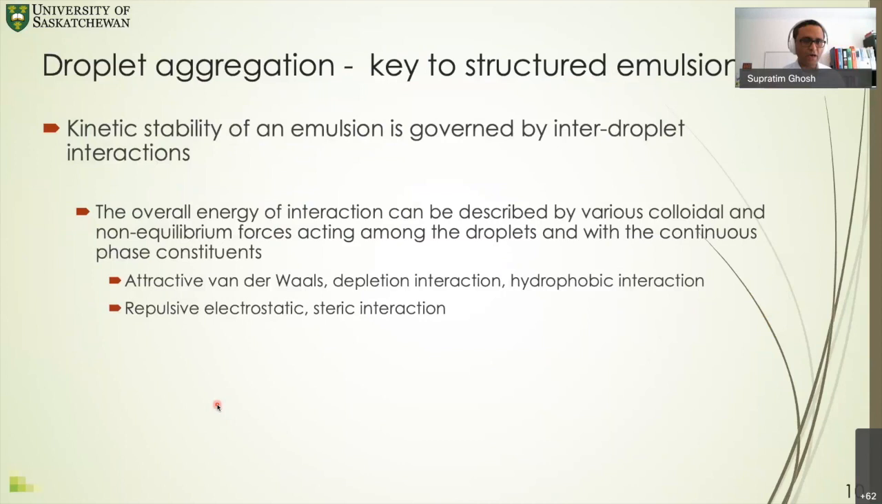For example, there are always attractive van der Waals forces, there can be attractive depletion interactions, and there is always hydrophobic interaction between the oil droplets. You can also have repulsive electrostatic interactions where the droplets have charge and they repel each other. Or you can have steric repulsion where you have a very large biopolymer at the oil droplet surface. They prevent another droplet from coming close. So these are the interdroplet interactions that you can control to create structured emulsion.